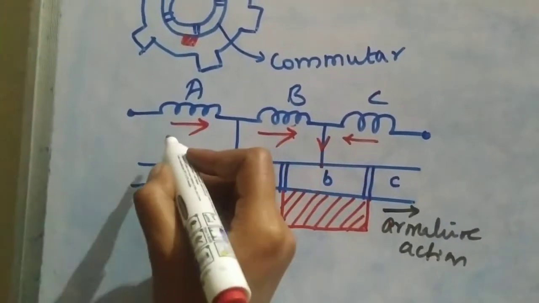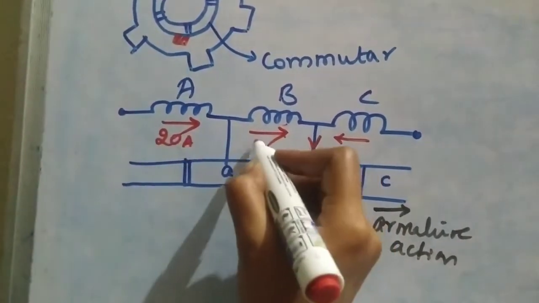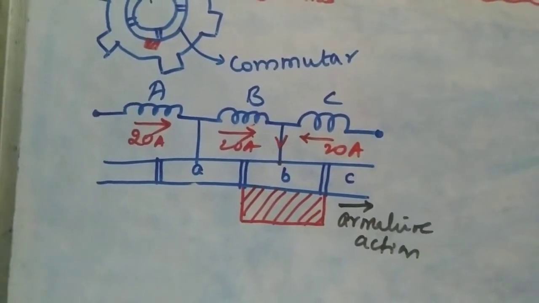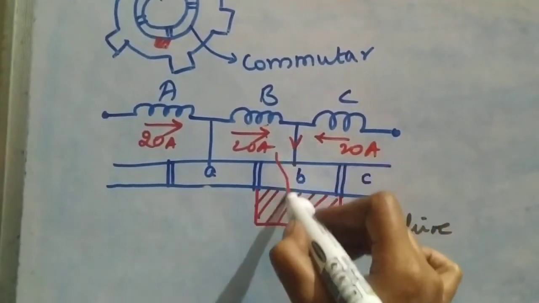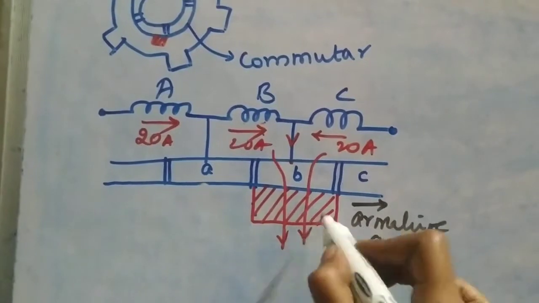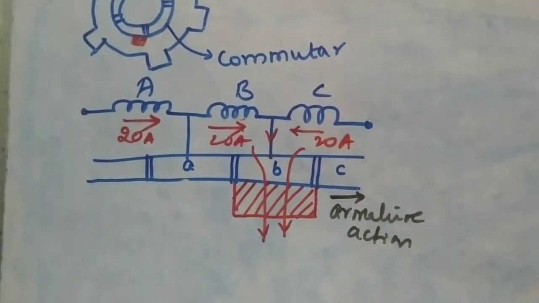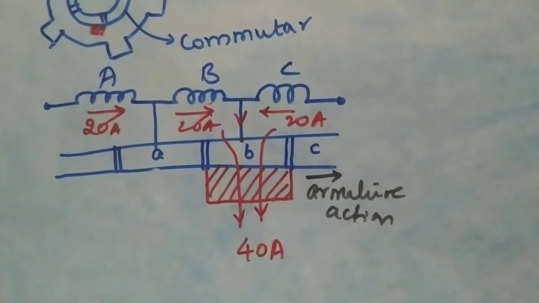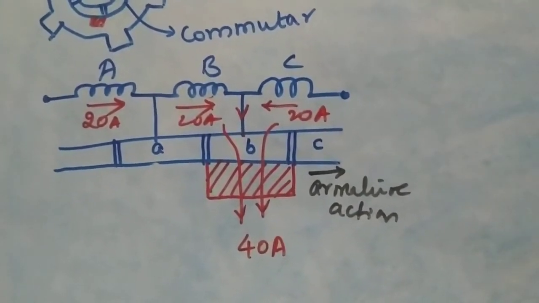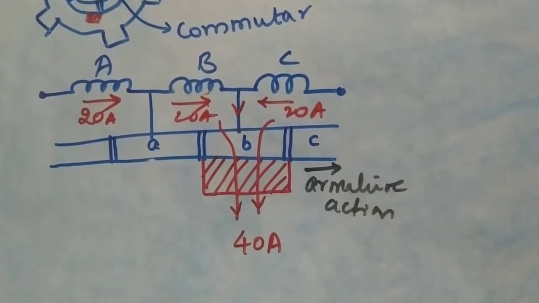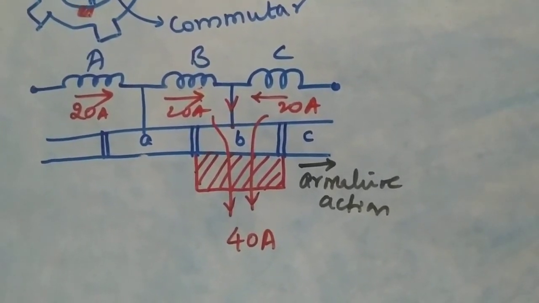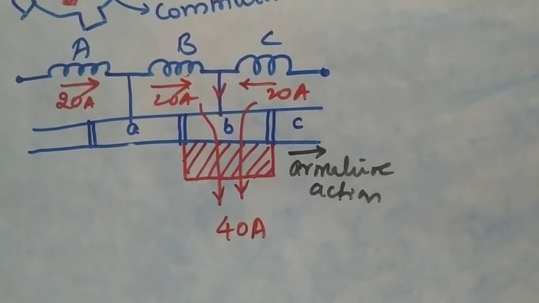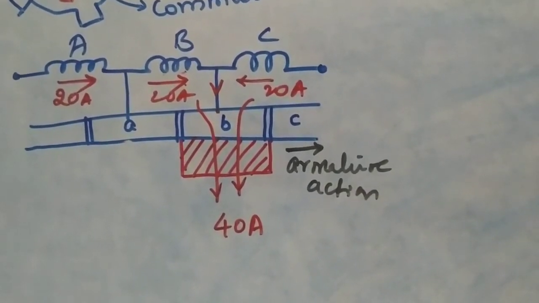Let me consider each coil is carrying 20 amperes. So totally how much ampere of current will flow here? 40, right? So the total 40 amps of current will flow, that is the total brush current. As every coil is meeting at the brush, it is going to supply half of the brush current, which is independent of lap or wave winding.